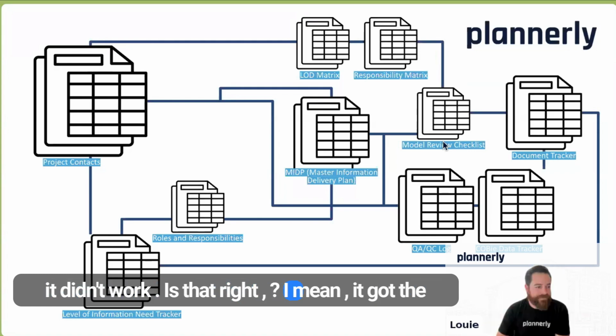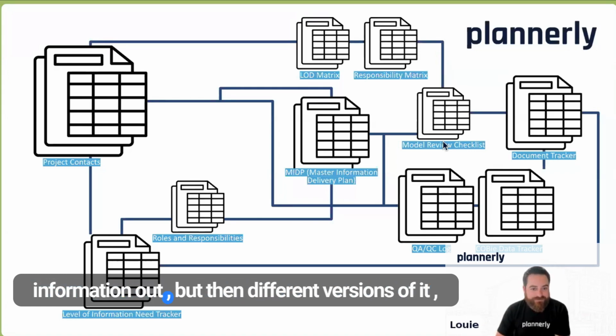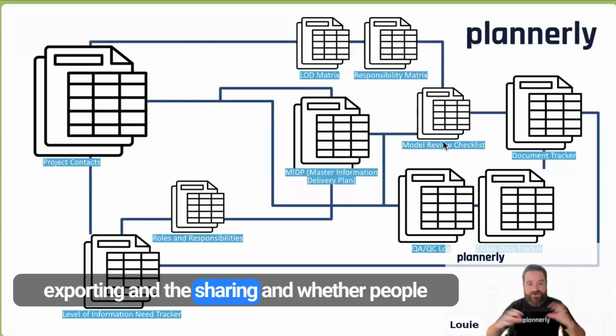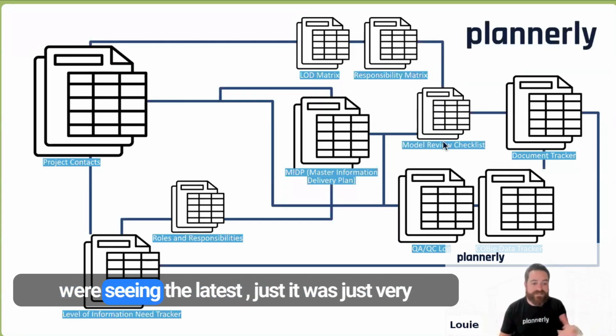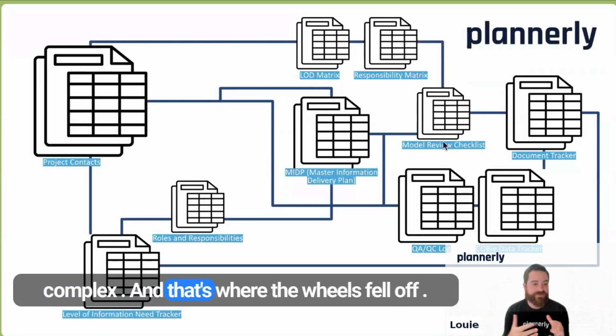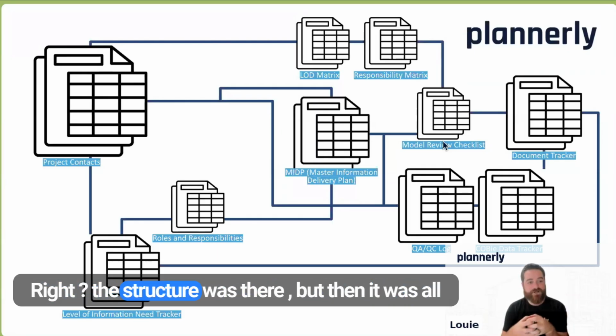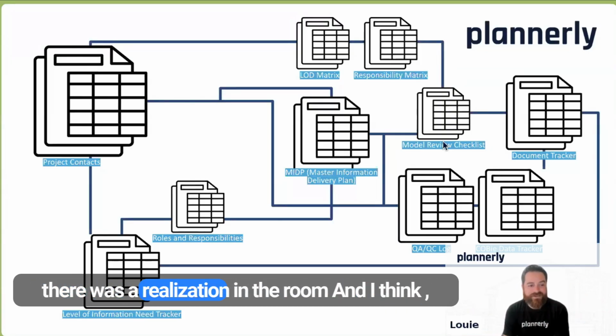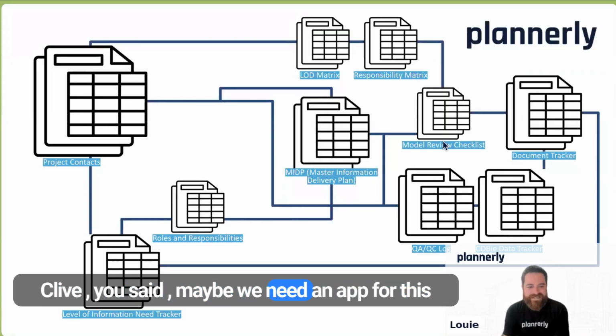Is that right? I mean, it got the information out, but then different versions of it for different projects, the formatting and the exporting and the sharing, and whether people were seeing the latest, it was just very complex. And that's where the wheels fell off, right? The structure was there, but then it was all the other pieces, the administration. And yeah, there was a realization in the room.